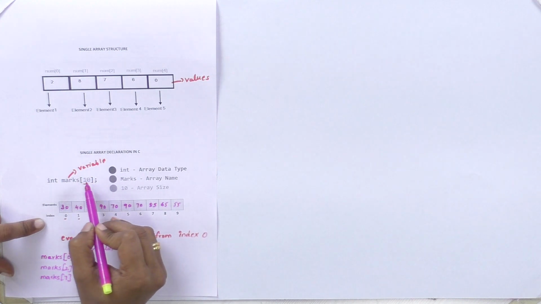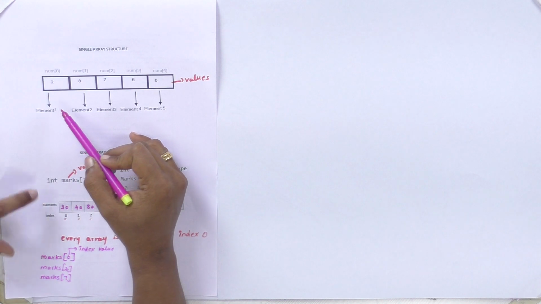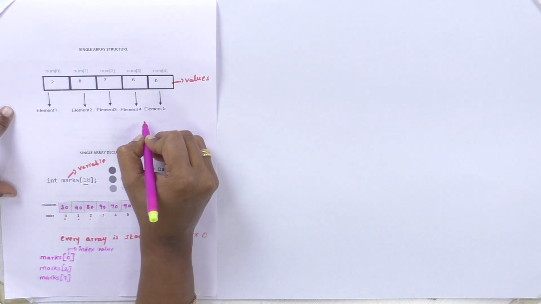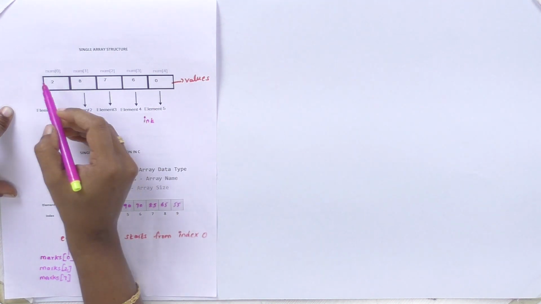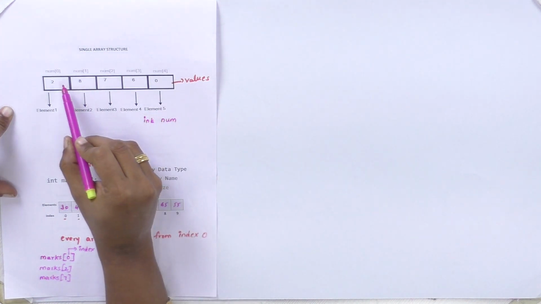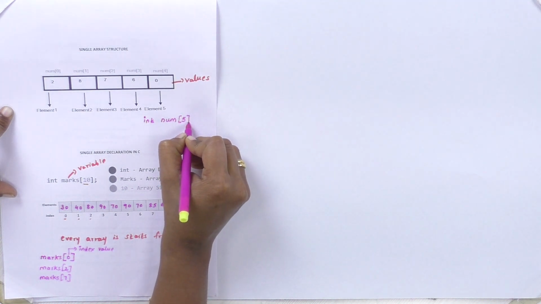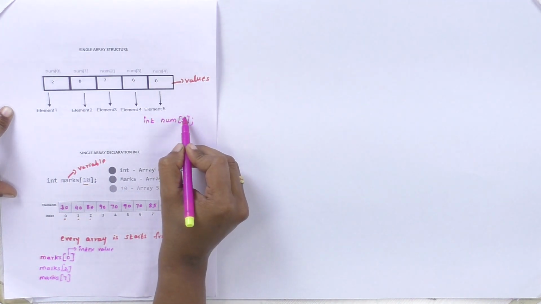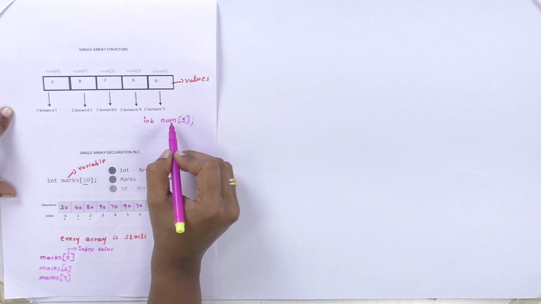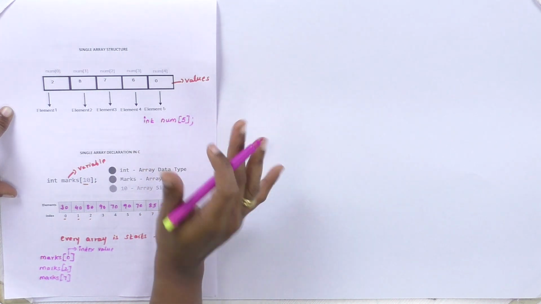So let me see another example. Here we draw the structure of an array. How to declare an array in C: int, and here our variable name is num. How many values are we storing? 1, 2, 3, 4, 5. So our size of the array is 5. This refers to the declaration of an array. The array name is num and the size of the array is 5, so it is able to hold 5 values.